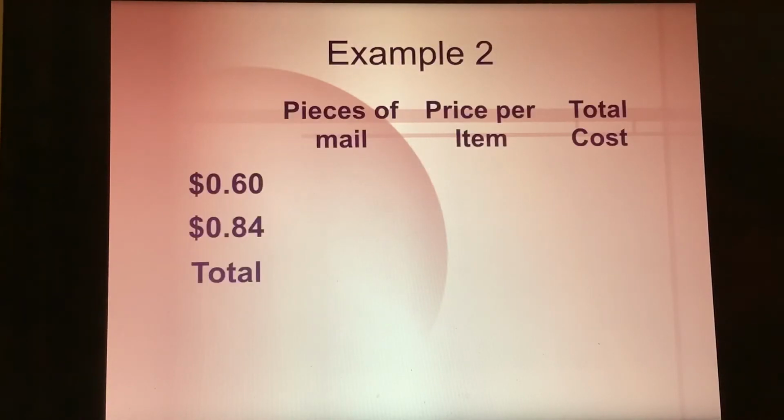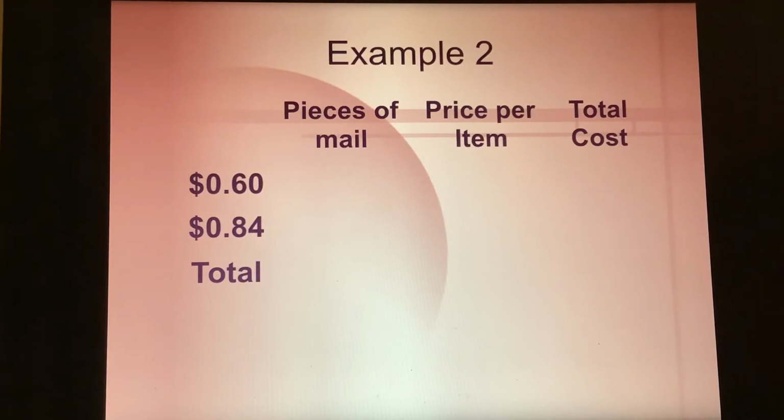All right, let's take a look at another example here. Example number 2. This is on page 314 in your book. The problem says, Emmanuel Christian School sent out 150 pieces of mail. Some required 60-cent postage, while others required an 84-cent postage. If the total bill was $108.48, how many pieces of each type were mailed?